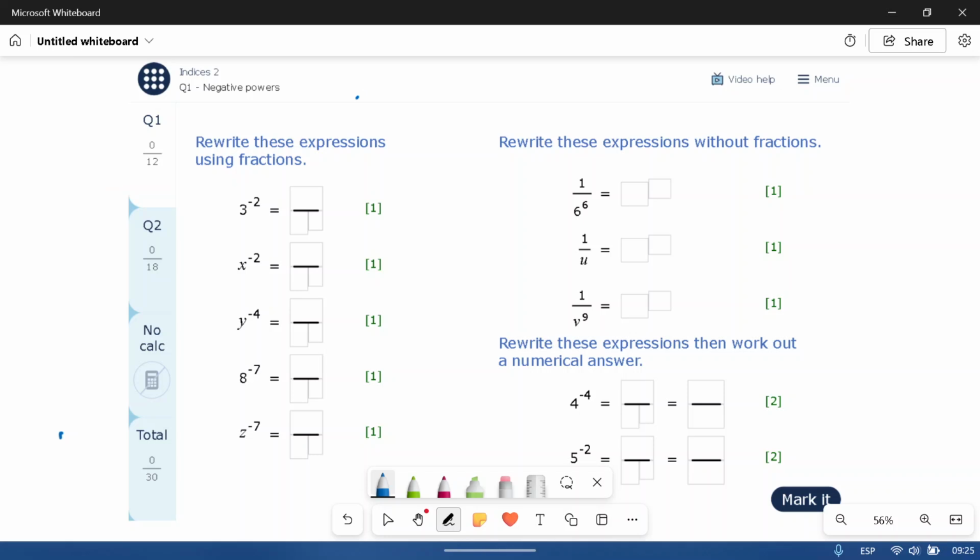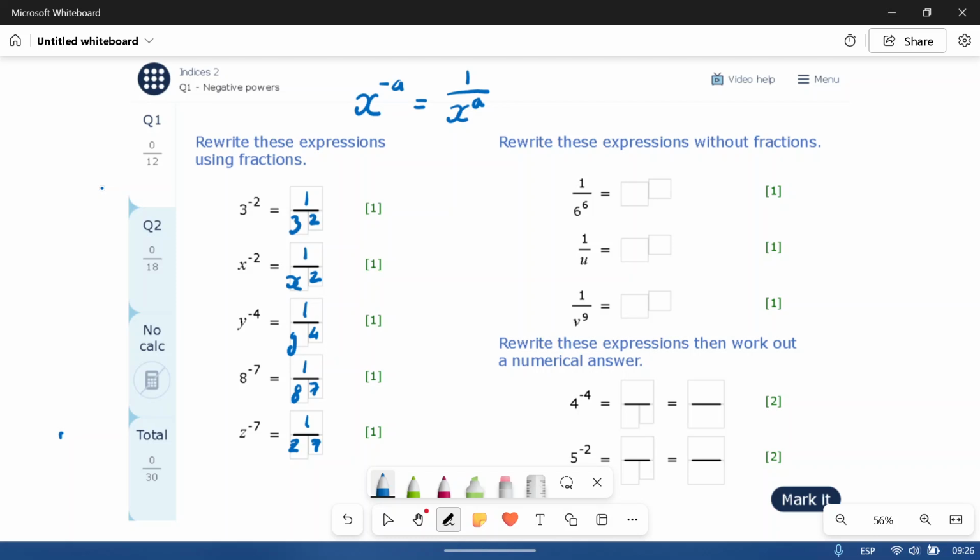If you've got a negative index power, you can write it as a denominator. Remember to move the minus. So this will be 1 over 3 squared. Let's move that as a denominator and remove the minus. 1 over x squared. 1 over y to the power of 4. 1 over 8 to the power of 7. And 1 over z to the power of 7.